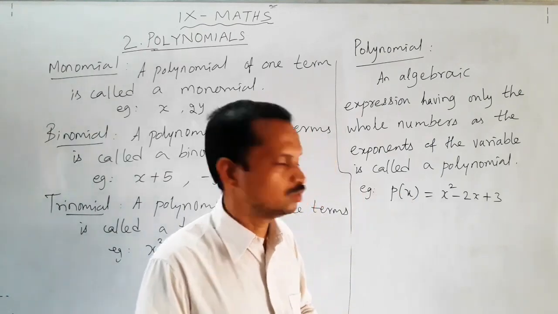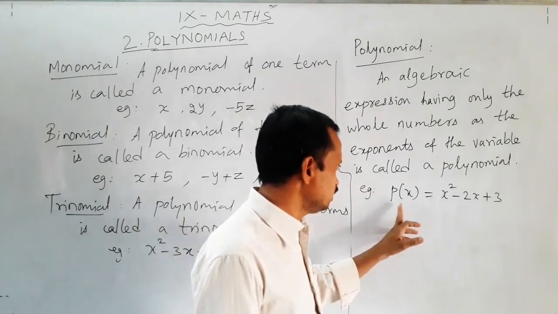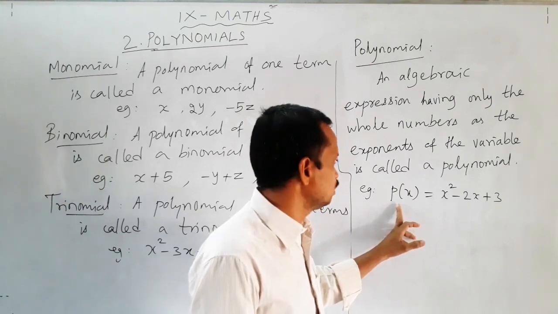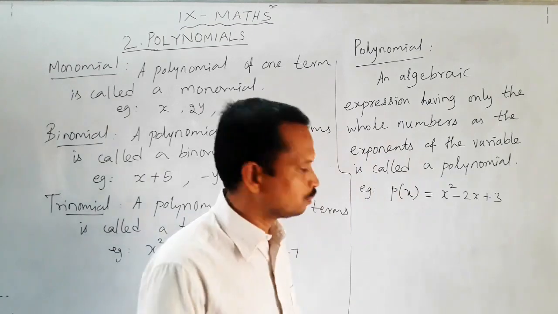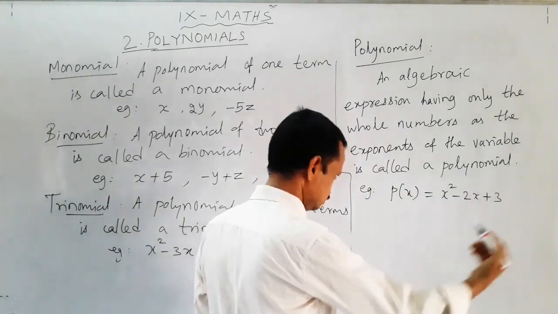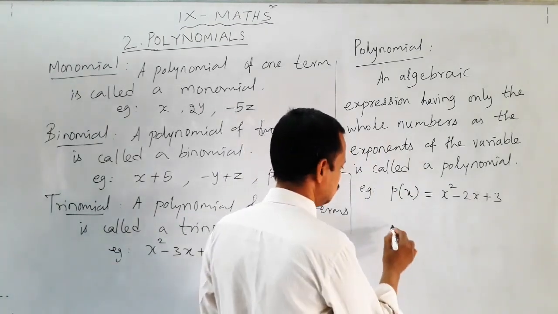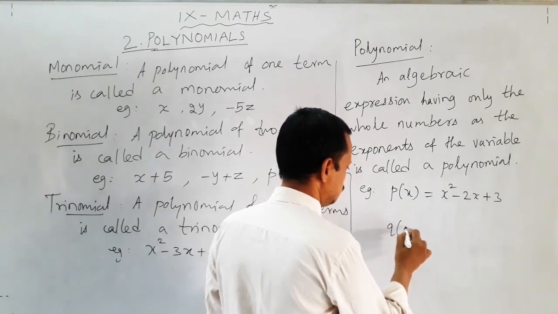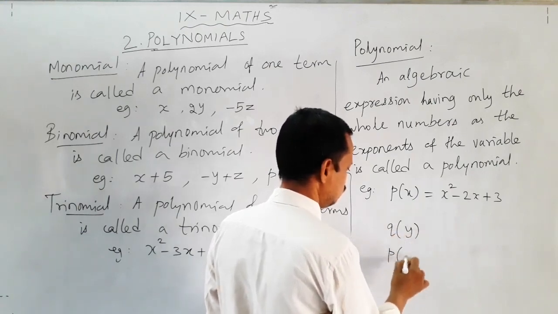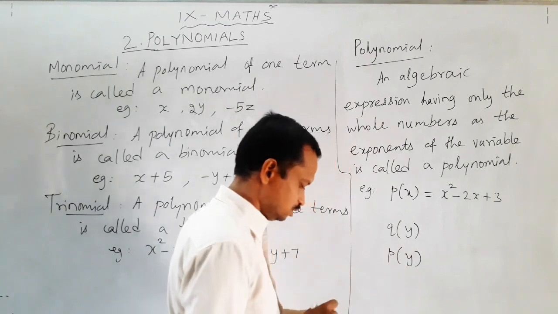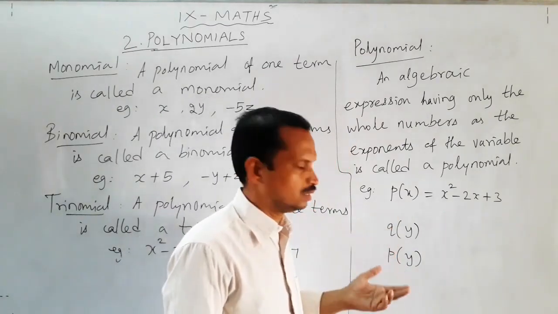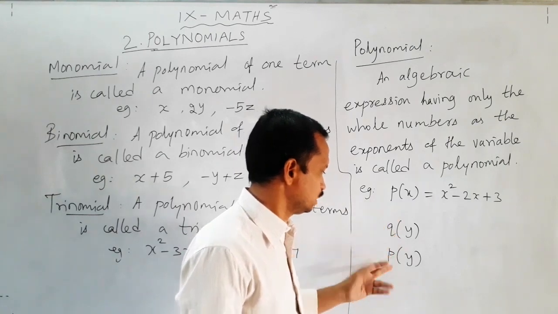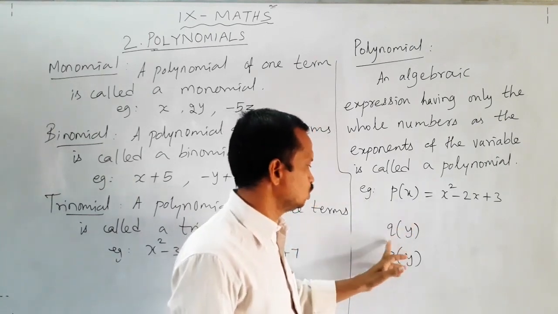Already I have explained to you. We denote a polynomial whose variable is x as p of x. Suppose it is another variable, y; then we can say q of y or p of y. So it depends on the variable, and we can also name the letter differently: P, Q, that means P of x, Q of y.